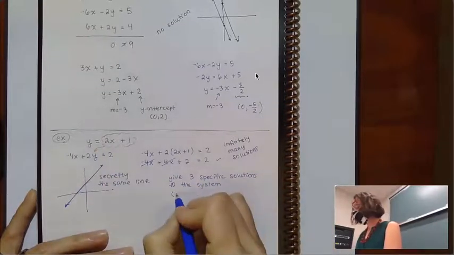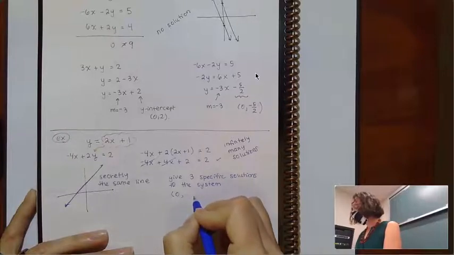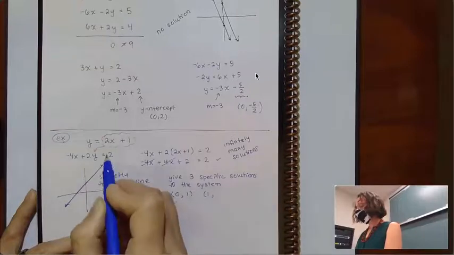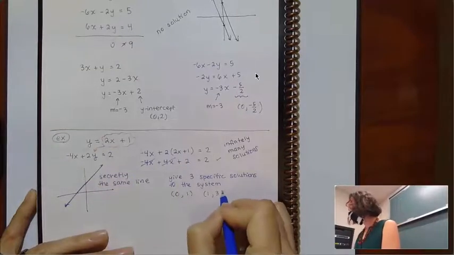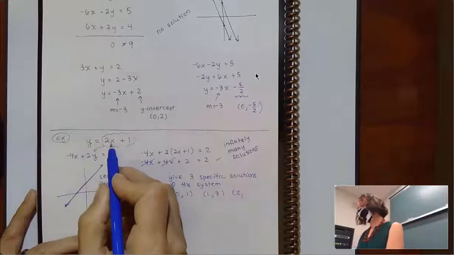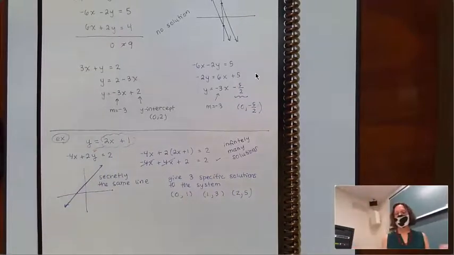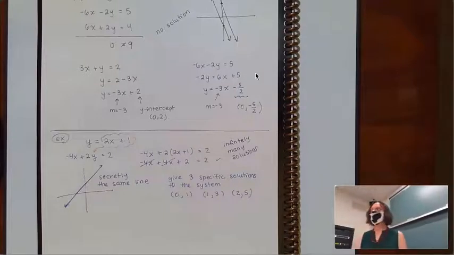So I'm going to be lazy. I'm going to plug in 0 for x. I'm going to get 1 for y. 1 for x, 2 times 1 plus 1, that's 3, and 2 for x, 2 times 2 is 4 plus 1 is 5. So those would be three possible solutions of the infinitely many.